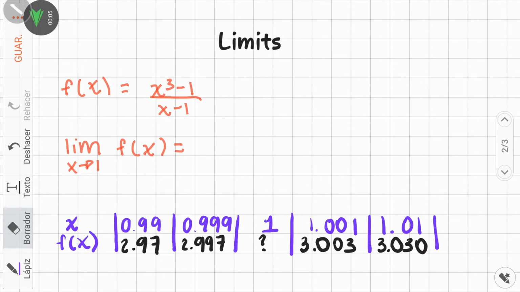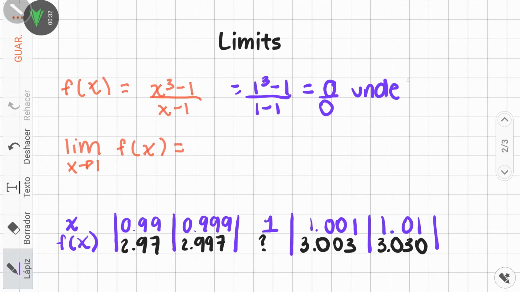Now, what if you have something a little bit different? Say you have the function x to the third power minus 1 over x minus 1, and you want to find the limit of it as x approaches 1. So simply, the first step is to substitute the x for 1. So here your answer will be 1 to the third power minus 1 over 1 minus 1. That will be 0 over 0. However, 0 over 0 is undefined. So your answer cannot be undefined, right?